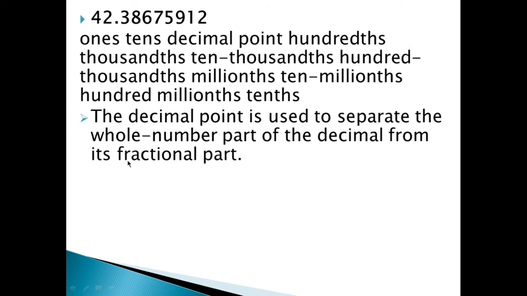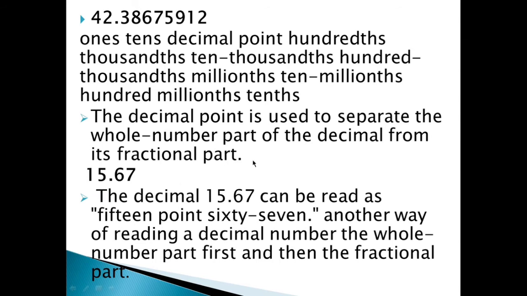Okay? So, the decimal point is used to separate the whole number part of the decimal from its fractional part. Okay? So, for example, 1/4. So, what is the decimal value of 1/4? So, 1/4 is 0.25. Okay, so, ayun. Okay, so next, 15.67. So, the decimal 15.67 can be read as, ayan, so, 15.67. Another way of reading a decimal number, the whole number part first and then the fractional part.